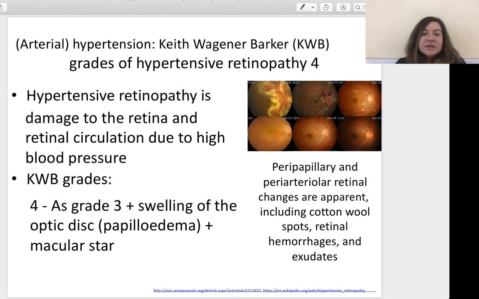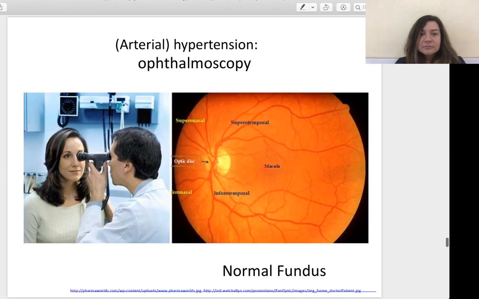Fourth grade is the symptoms of grade 3, and additionally there can be swelling of the optic disc, or papilledema, and a macular star. These are hemorrhages through the macular capillaries that look like a star. You can check it during ophthalmoscopy.